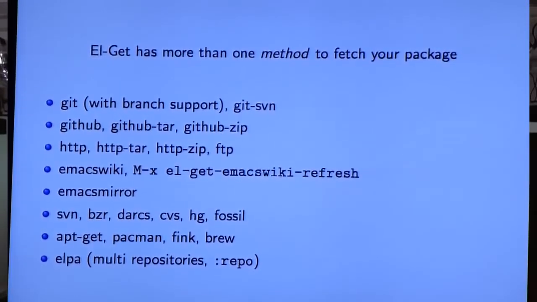And that's it. So I continuously receive new pull requests to add a new Emacs Wiki script explicitly as a recipe into ELGET. If you're into that, if you find yourself doing that, just try elget-emacswiki-refresh. Maybe ELGET will write it for you, actually.